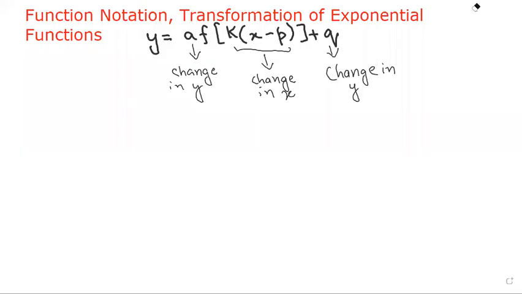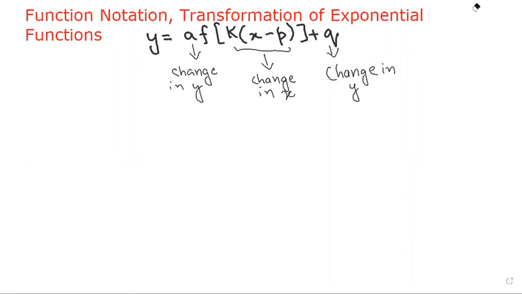Function notation, transformation of exponential function. We have given an equation which is actually the transformation equation. We use it for the functions as well as for the exponential functions. It is written here: y equals a function of k times (x minus p) plus q. Here we can see we have some variables.